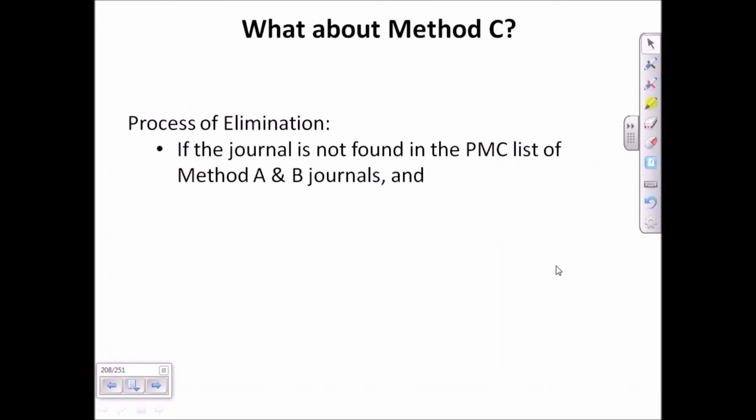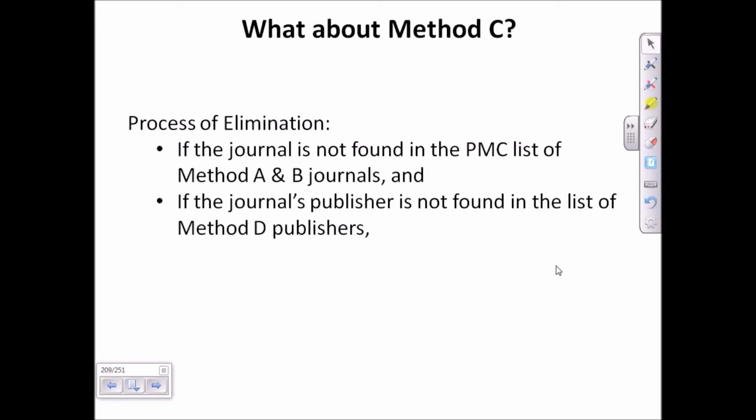Now what about Method C? Well, there is no list of Method C. It's just process of elimination. So if the journal is not found in the PMC list of Method A and B journals, and if the journal's publisher is not found in the list of Method D publishers, then by process of elimination, you know it must be a Method C journal.